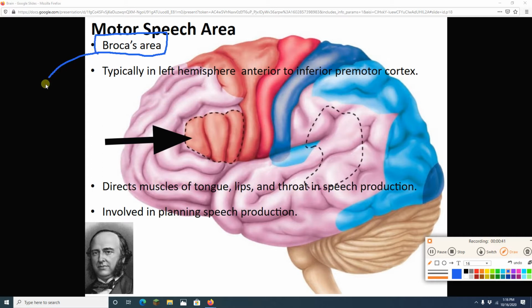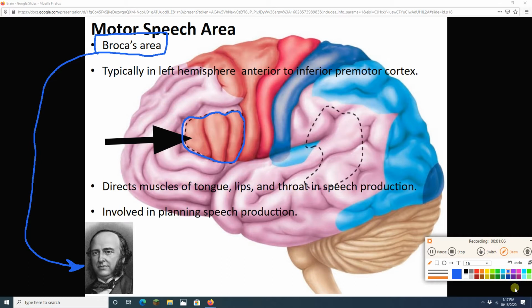It's called Broca's area because of this handsome guy right here, Mr. Broca. I don't know his first name. Probably Johnny. That's my guess, Johnny Broca. I don't know, but I do know that his area is right here, this dotted line area here. That little area right there, that is Broca's area or the motor speech area.